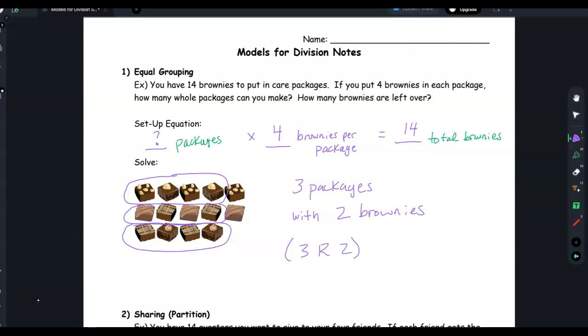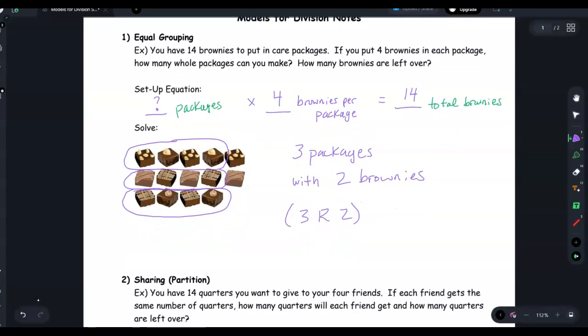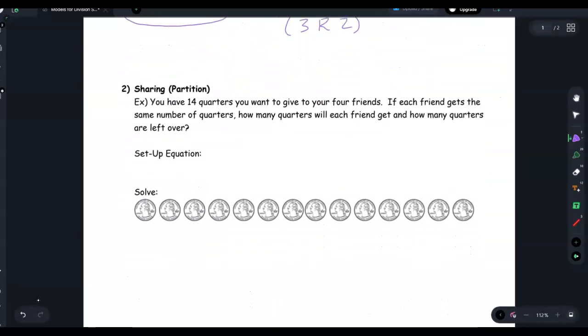So even though we were able to solve this with a picture, we can look at this multiplication setup and say, well, actually, the equation that we were solving here is the equivalent division equation, because how do you find what you would multiply by 4 to get 14? You would do 14 divided by 4. So technically that's what we did here is 14 divided by 4, and we got an answer of 3 remainder 2. So then let's take a look at our sharing or partitioning problem.